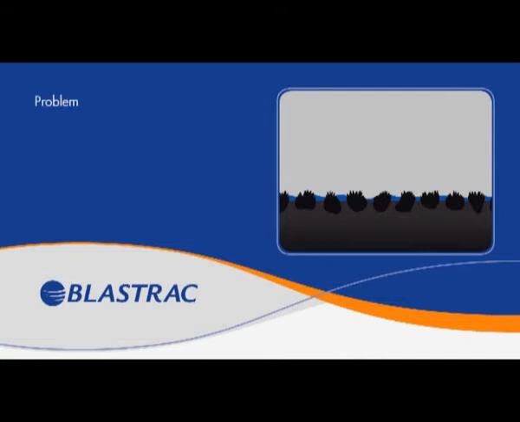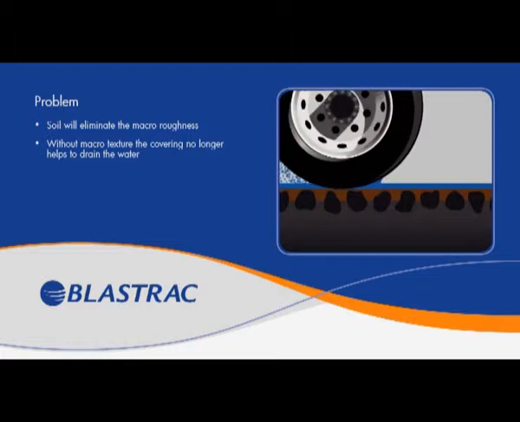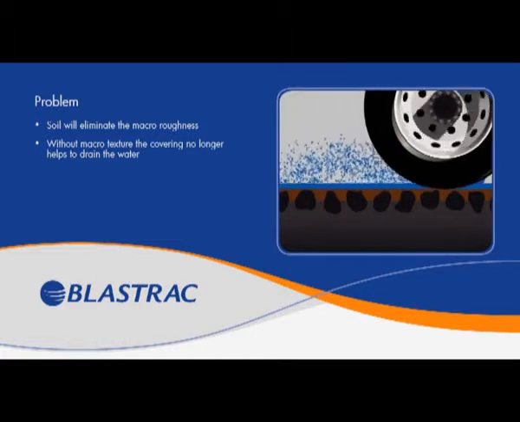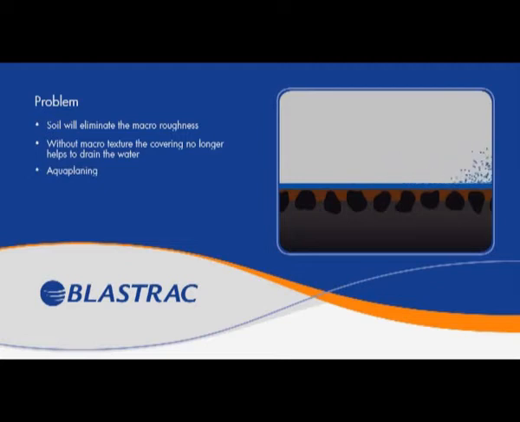Over a period of time and depending on the type of covering, aggregate, and the frequency of traffic, the rubber marks left by car or aircraft tires will gradually make the aggregate smooth and eliminate the micro texture. Soil on the road or runway surface will eliminate the macro roughness. Without macro texture, the covering no longer helps to drain the water from the road or runway, and the film of water that then appears on the surface is responsible for aquaplaning.